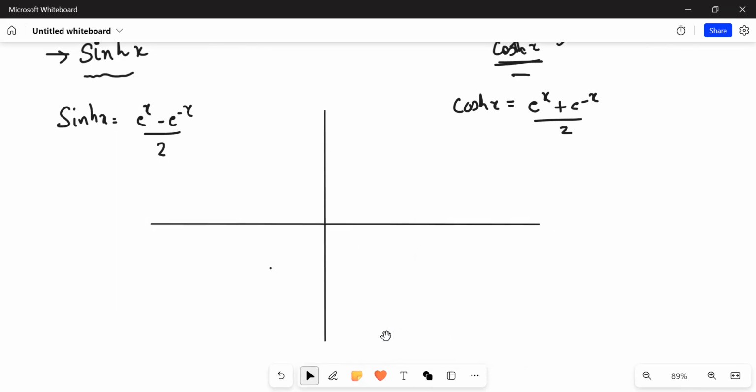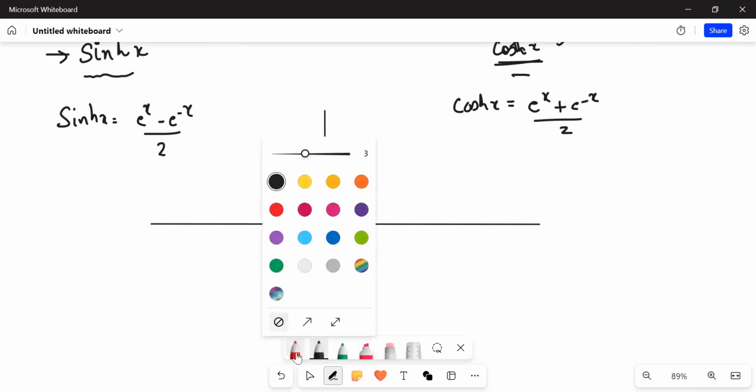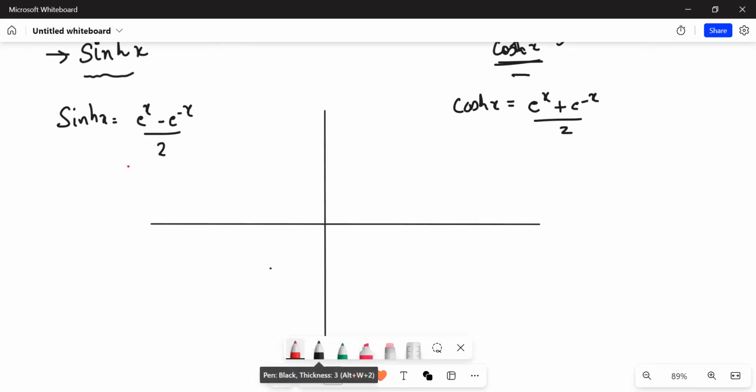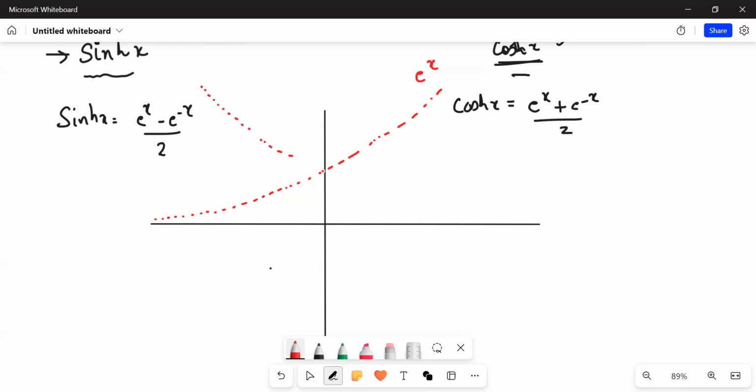Okay, so this is one. Now let us first think how would you make a graph of, so I am going to make a dotted graph. So e raised to the power x, how would you do? This is how you make the graph of e raised to the power x, right? So this is your graph of e raised to the power x. What is the graph of e raised to the power minus x? The graph of e raised to the power minus x is this.